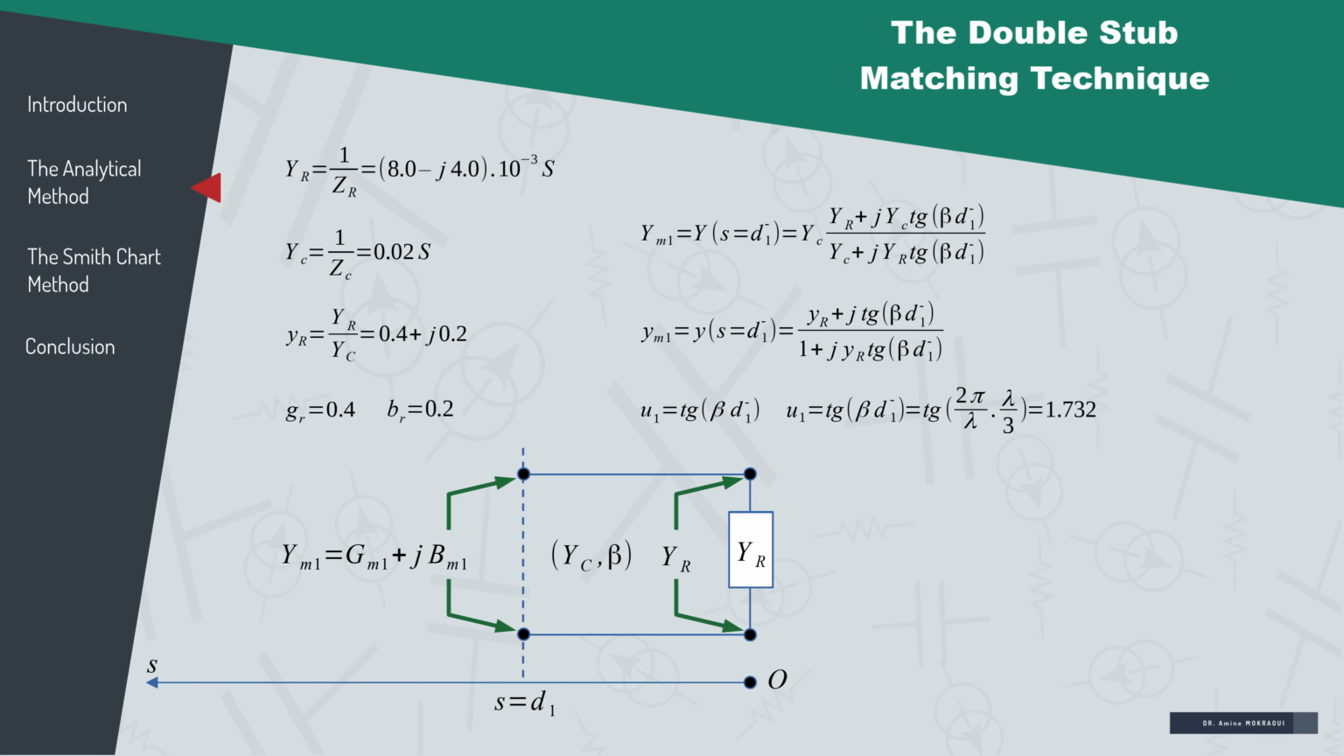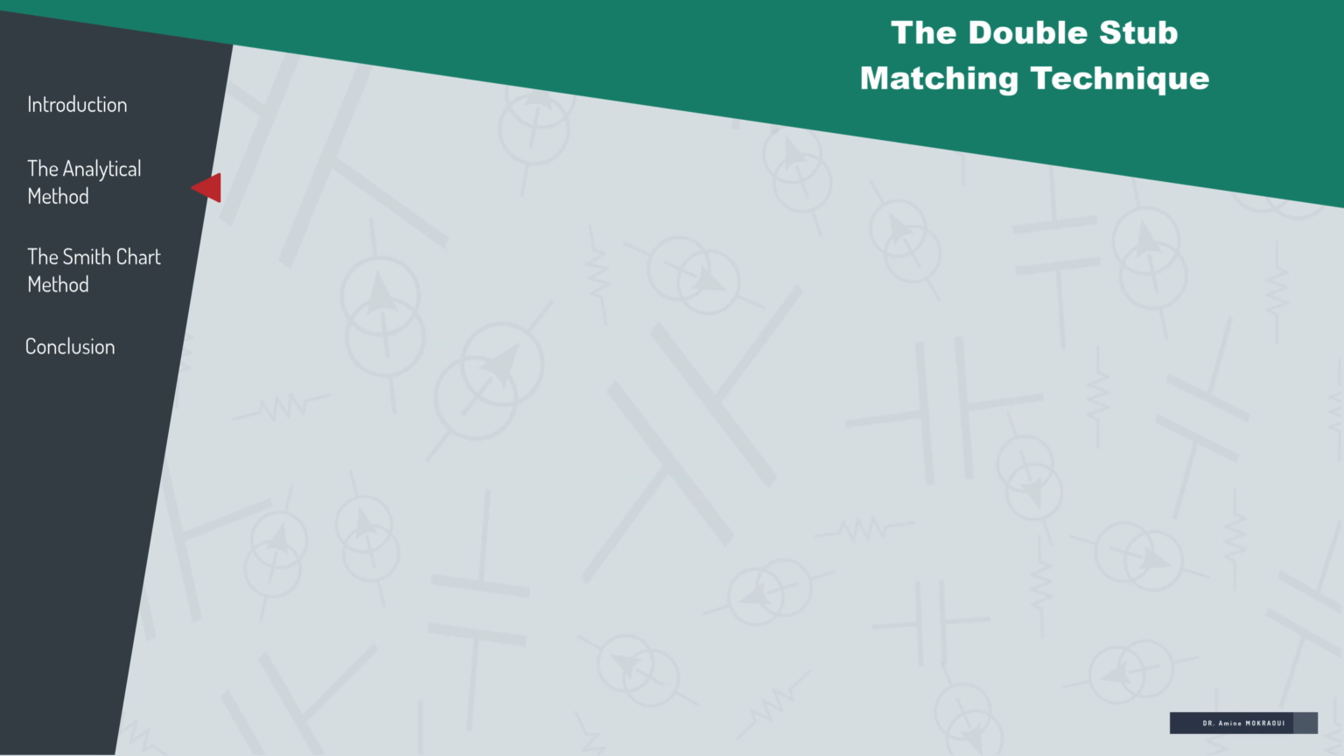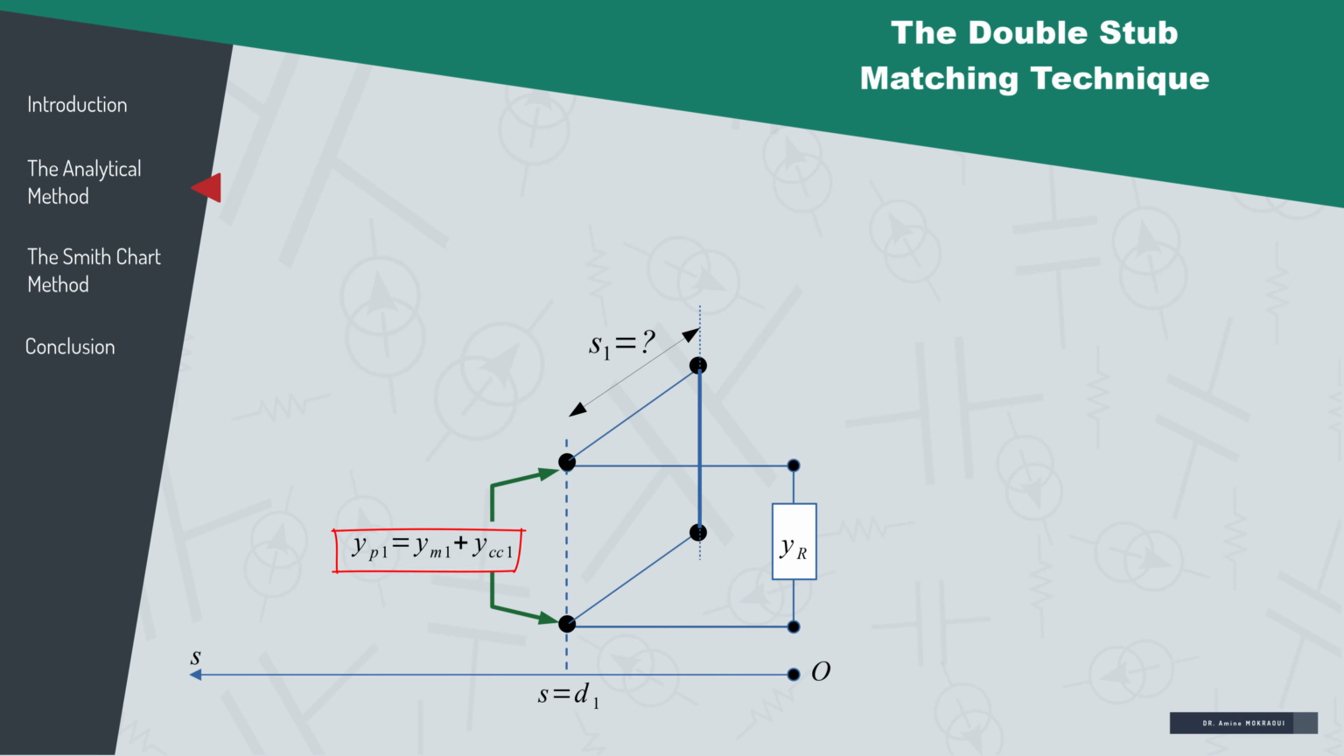Let's compute now the value of the input admittance. We find yM1 equal 0.698 plus J0.779. The input admittance yM1 has a conductance gM1 equal 0.698 and a susceptance bM1 equal 0.779.